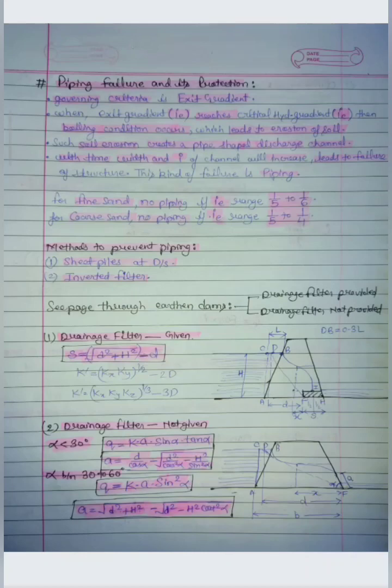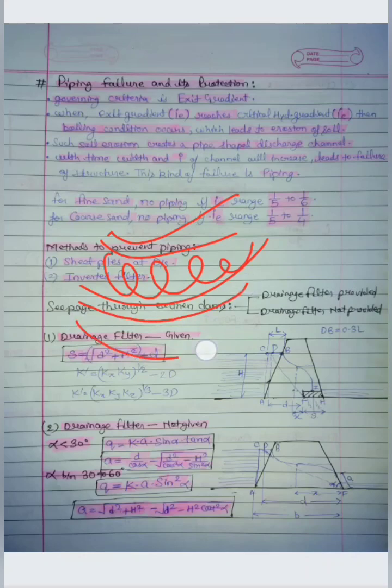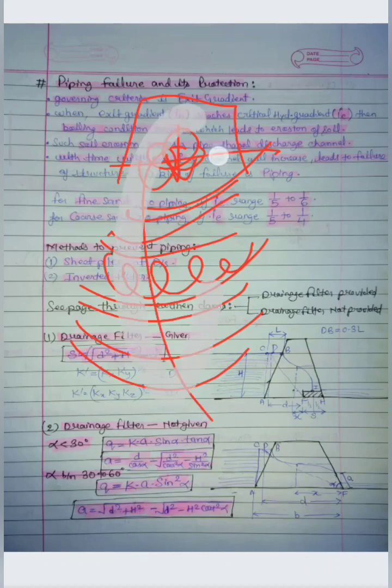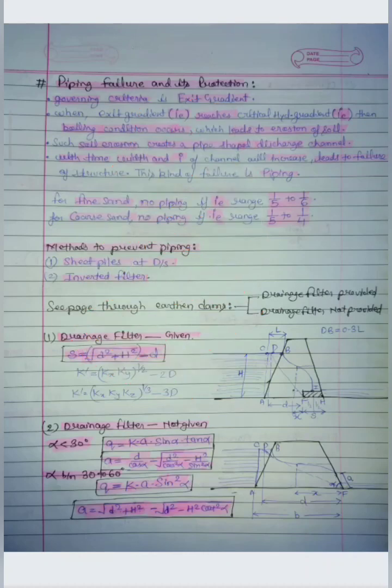With time, the width and hydraulic gradient of the channel will increase. So with time, if this pipe was this much, it will keep growing, and the soil above it can't hold the weight of the hydraulic structure and it will collapse. So that is called piping failure. With time, the width and hydraulic gradient of the channel will increase, leading to failure of the structure. This kind of failure is called piping failure.